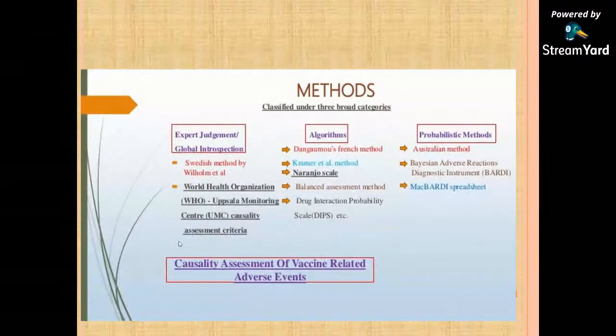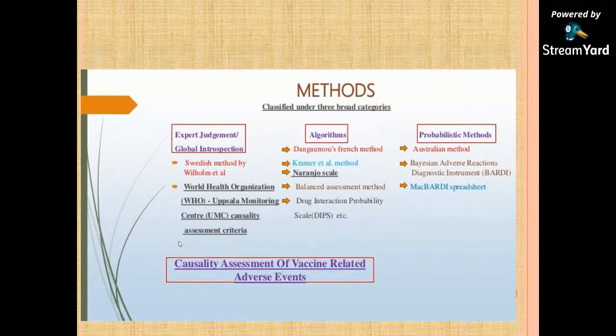Okay, and it is the Bayesian adverse reaction diagnostic instrument, used as a probabilistic method. So by using these three methods, we can establish the causal relationship between a drug and an adverse event.